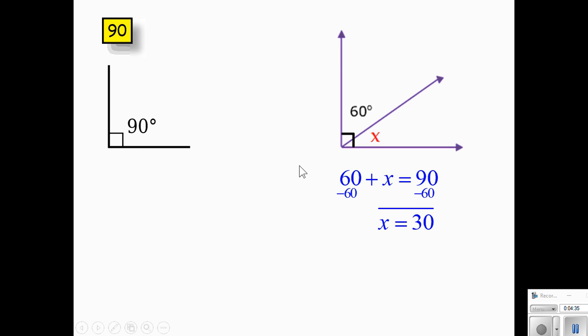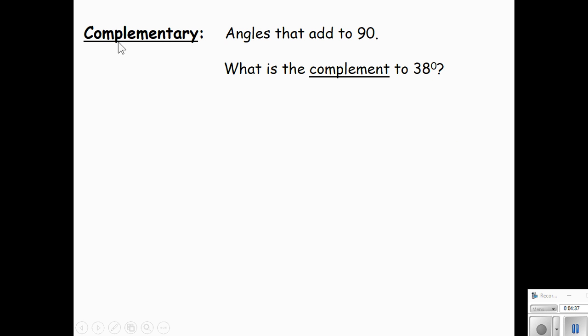From a previous assignment, we talked about what complementary means. Complementary means angles that add to 90. So here we have that same information, but no picture. We don't need the picture. What I'm going to ask you here is, what is the complement to 38 degrees? I'm asking you, what do you add to 38 to get 90? To find the answer, yes, you can do this a simple way, just 90 minus 38 and find the missing angle. In this case, you'd get 52 degrees.